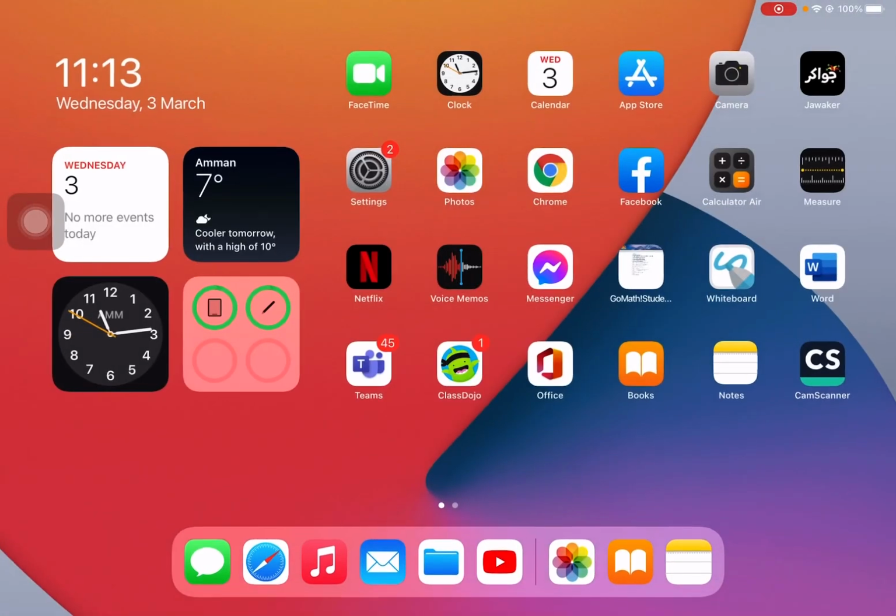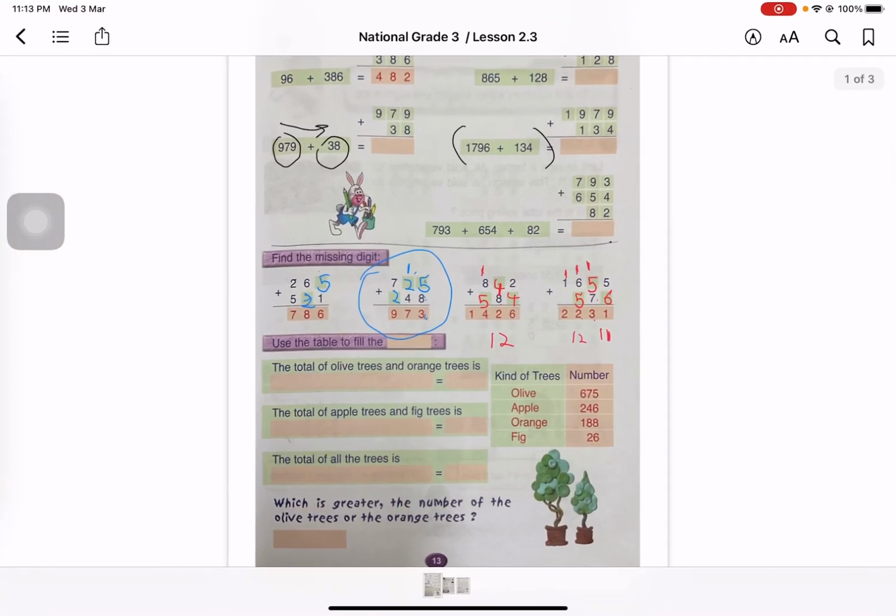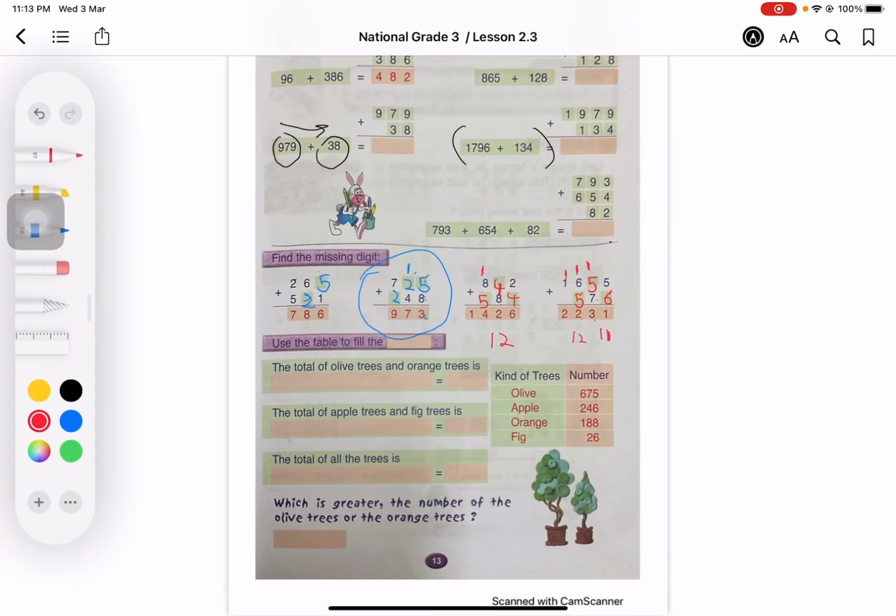Now, let's go to the last part of the lesson, and here it's problem solving. In this part, we are going to solve problem solving. Now, okay, look, use the table to fill the empty boxes. They mean this table. Look what they wrote.